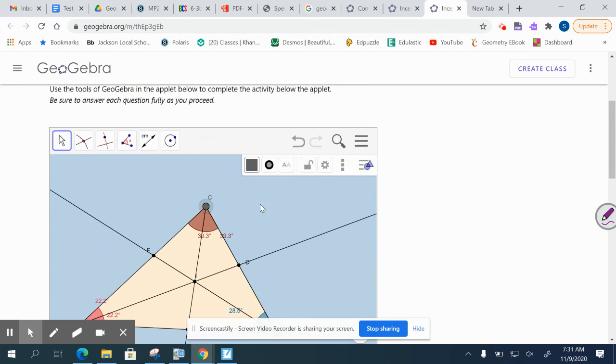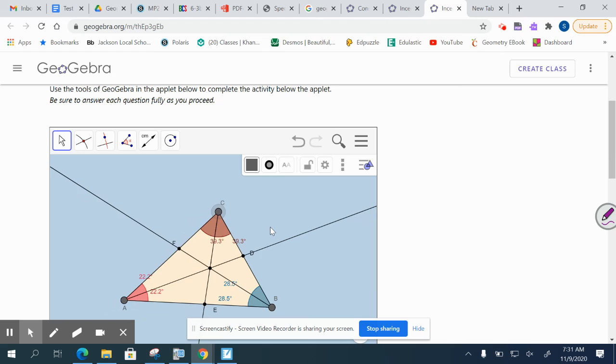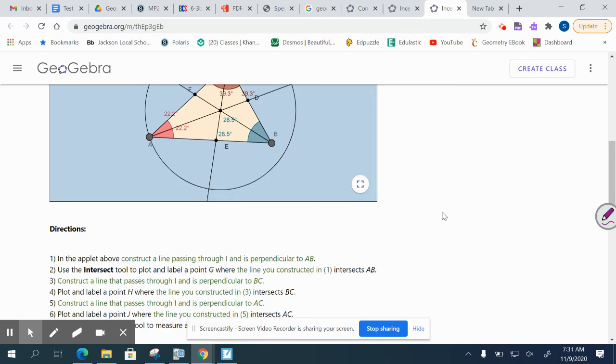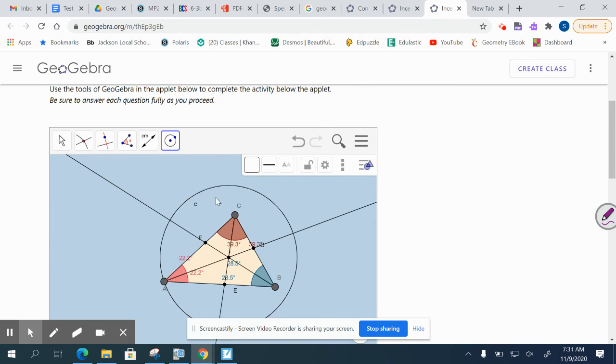So one of the things it wants you to do is, I'm going to make this smaller, and then it wants you to construct an inscribed circle with center at the incenter and going through the vertices. So if I did that, hold on a second. Oh, I see. I'm sorry, you guys. Let me try this again. Oh gosh. Undo.